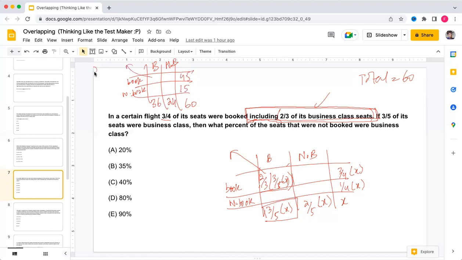And this thing is 2 by 3 of 36, which is equal to 24. So if this is 24, this is 12, and this will be 3. The question asks what percent of the seats that were not booked, right? So we have percentage in which the denominator is those that are not booked, those are 15. And in not booked seats, how much are business class? Those are 12. So 12 divided by 15 into 100, which is equal to 80%, which is D.